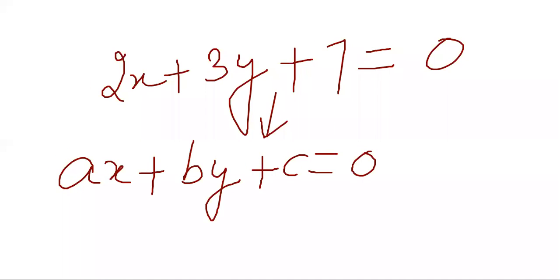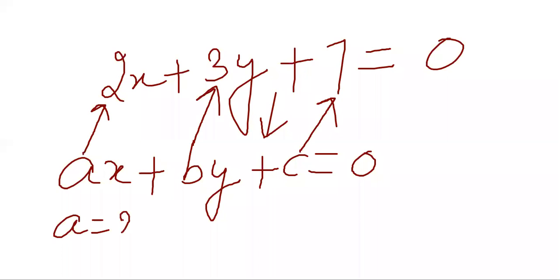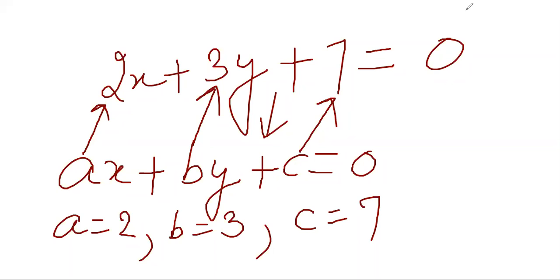No, Nishta, this is not exercise 4.1. We are doing linear equations in two variables. Here we are doing the introduction, that what are the linear equations in two variables. So that means a is 2 here, b is 3 here, and c is 7 here. That means a is 2, b is 3, and c is 7. So this is called the standard form of linear equation in two variables.